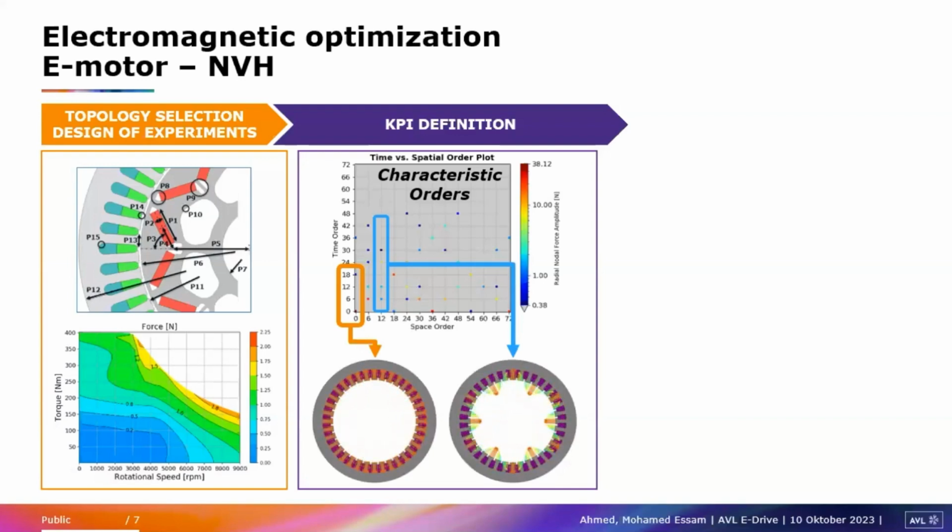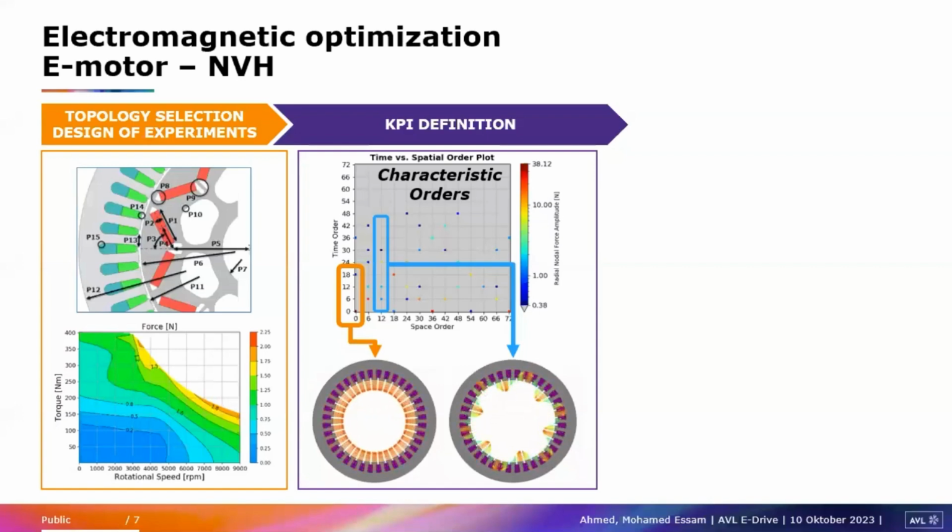Some important orders, in terms of space and time, are like the zero space order. What we say here, time order means the frequency of the traveling wave of the electromagnetic force over the stator, how fast it is traveling. Of course, these orders depend on the topology, meaning the slots and poles combinations. And the space order, what we call the shape of the force.